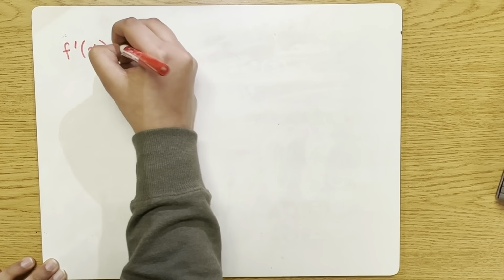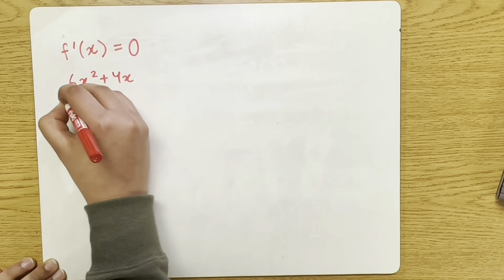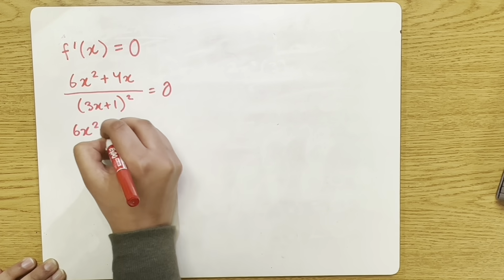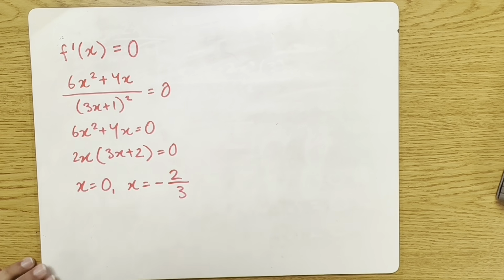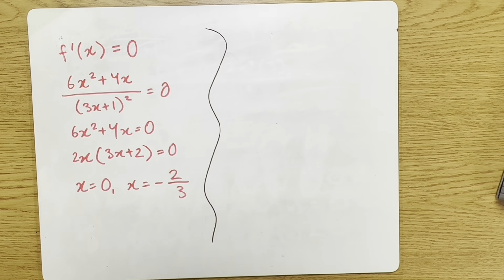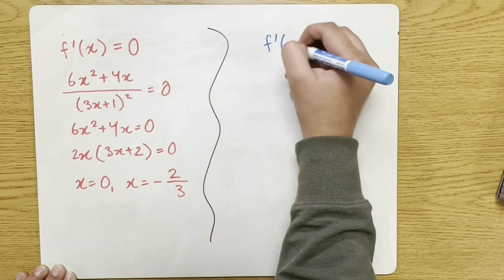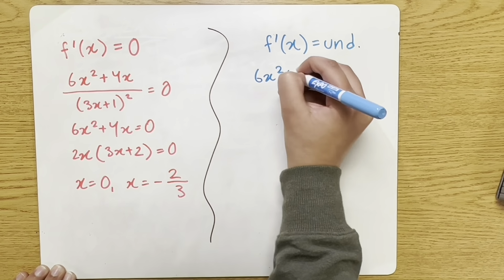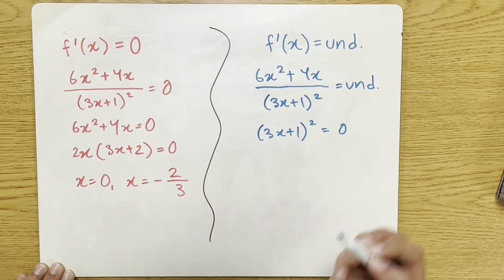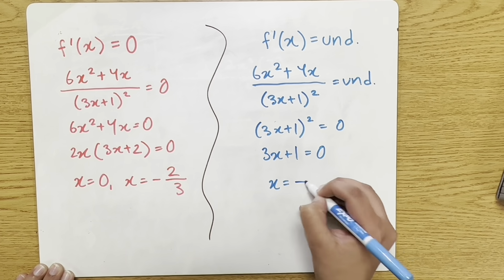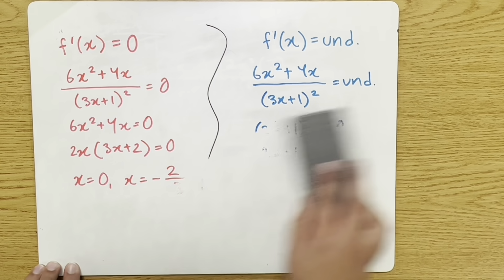The second step is to find the critical points of f, where the derivative is 0 and where the derivative is undefined. The derivative equals 0 when x equals 0 or when x equals negative 2/3. The derivative is undefined when the denominator is 0, when 3x plus 1 the whole squared equals 0. So the derivative is undefined at x equals negative 1/3.